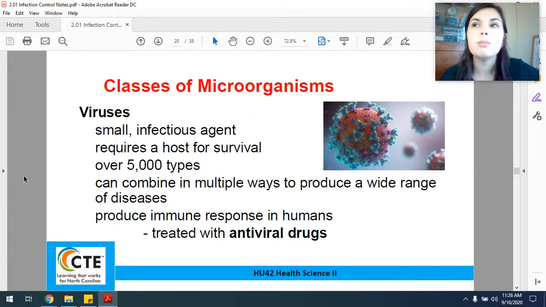They also produce immune response in humans, so oftentimes we use viruses to create antiviral drugs, and we also use viruses to create vaccines. Again, we treat viruses with antiviral drugs. In some cases, you cannot really treat the virus, but more you just have to treat the symptoms and wait for the virus to run its course. But there are some antiviral drugs, depending on the severity of the illness, that can be used.